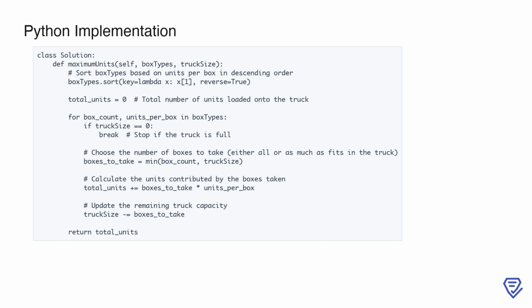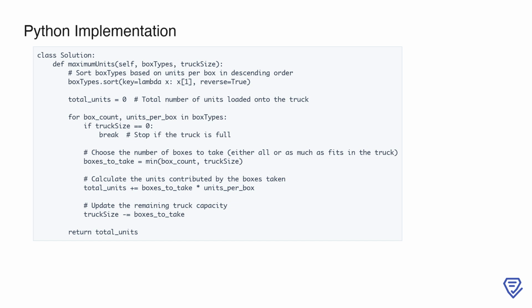The number of units contributed by the selected boxes is calculated by multiplying boxes_to_take with units_per_box, and this value is added to total_units. The truck's remaining capacity is then reduced by boxes_to_take. Finally, after processing all box types, or filling the truck, the function returns total_units as the result, representing the maximum number of units that can be loaded onto the truck.